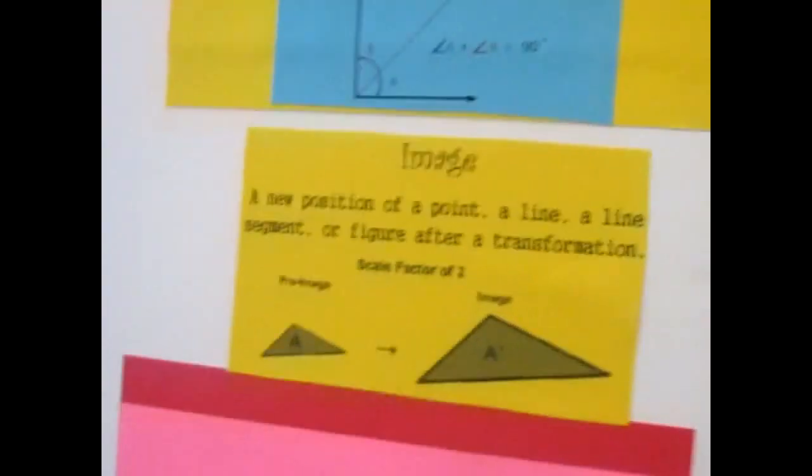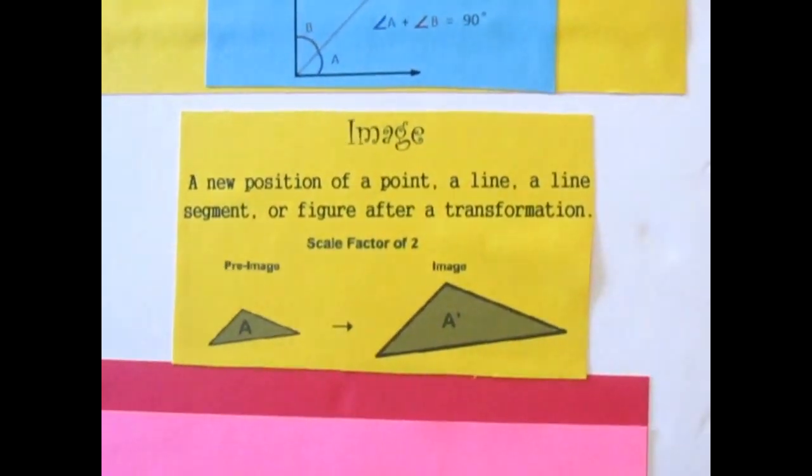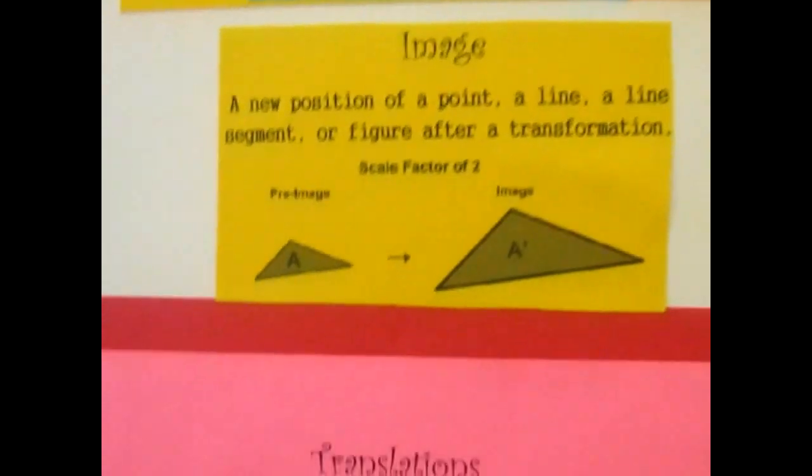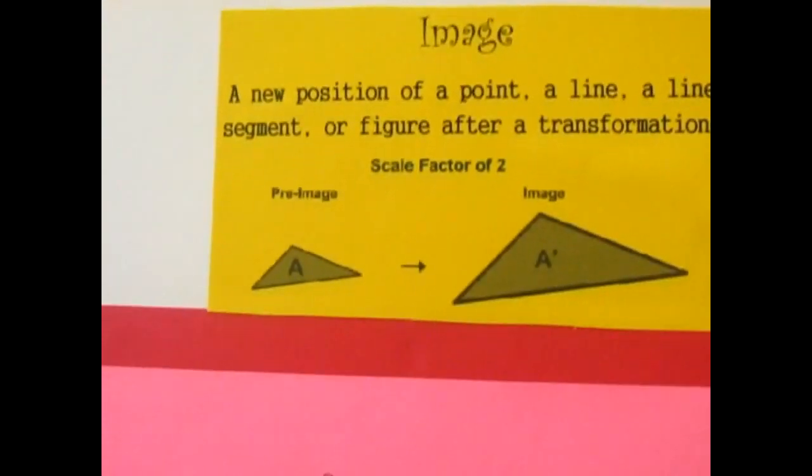Image. An image is the new position of a point, a line segment, or a figure after transformation. In this case, the figure was enlarged, was dilated to be made bigger.